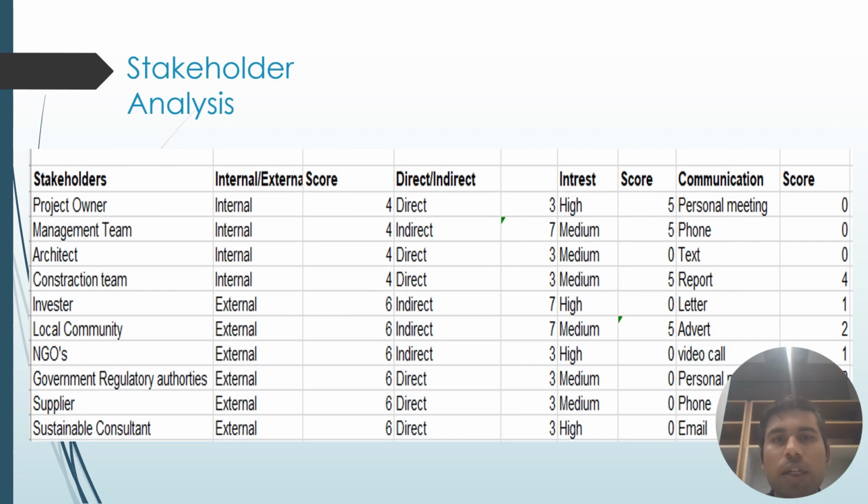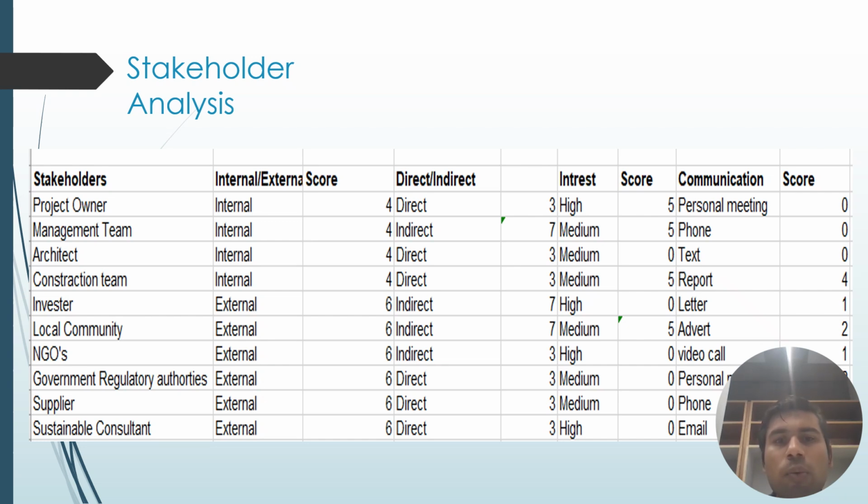the stakeholder analysis. The stakeholder analysis table outlines the key groups involved in the project and evaluates their position, influence, and communication needs. In the internal actors such as the project owner, management team, architect, and the construction team hold direct involvement and moderate to high interest.